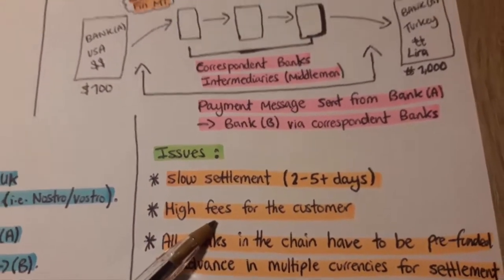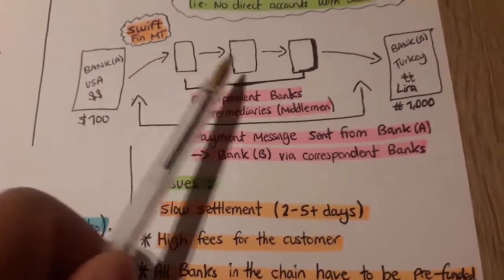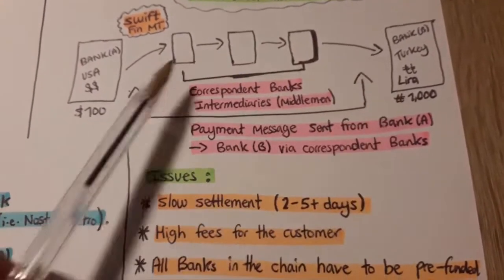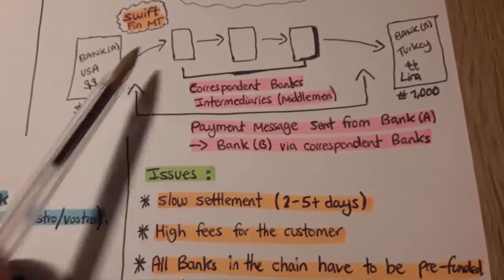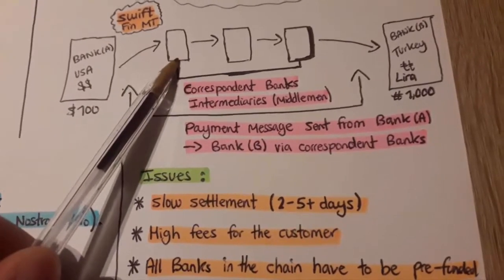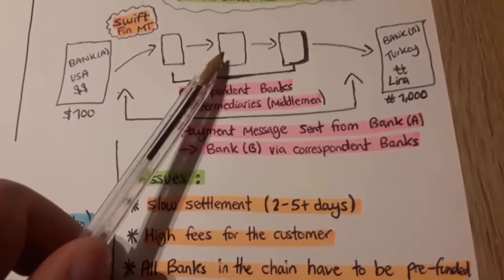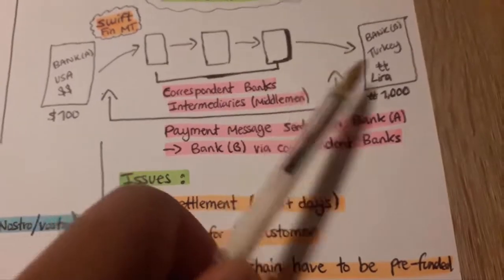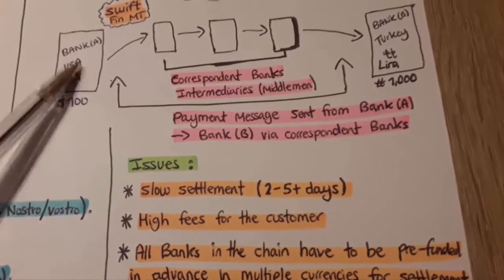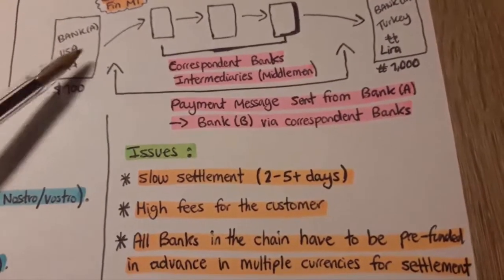You can have high fees for the customer, because along each step there's fees that the customer has to pay. So the person who's sending their money over is responsible for the fees. And remember, there's currency conversions along the way as well. So it's high fees, and the person that's sending the money over is responsible for paying that fee.